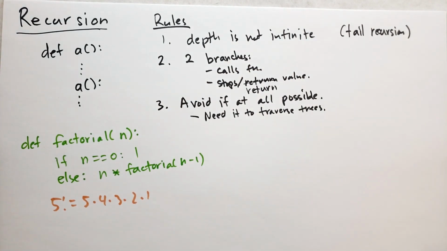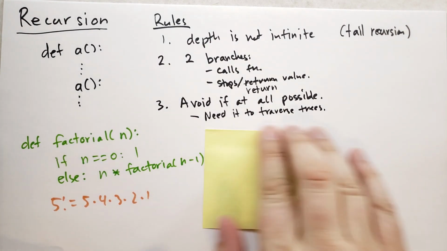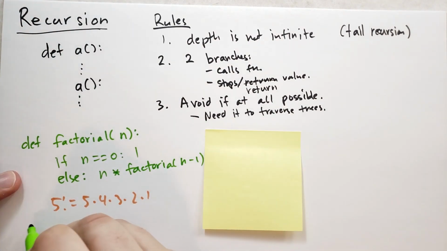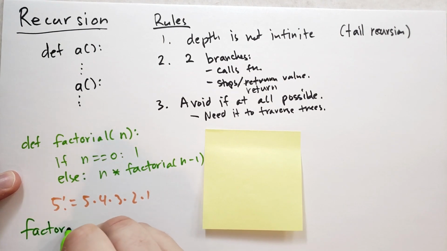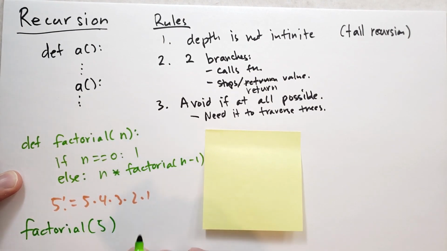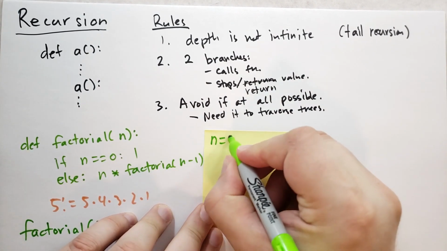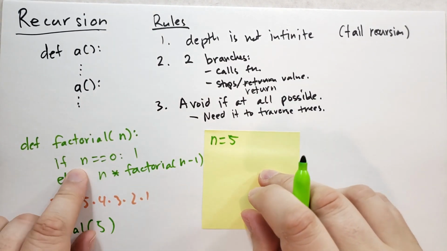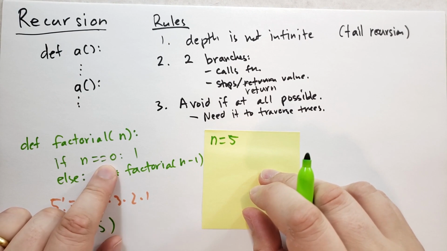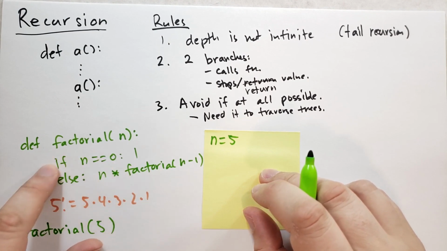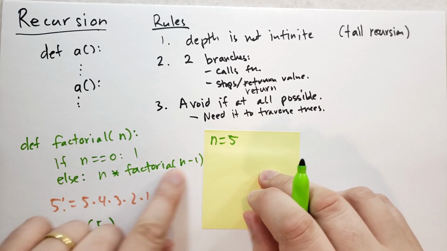I'm going to use up all my sticky notes to do this. So the first call is factorial 5. Okay, let's walk through the code. It says n is 5. Is n equal to 0? No, this is false. So we're not going to follow this branch. We're going to go to the next block, which is an else block, and we're going to execute this branch instead.